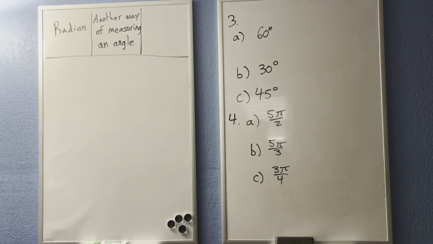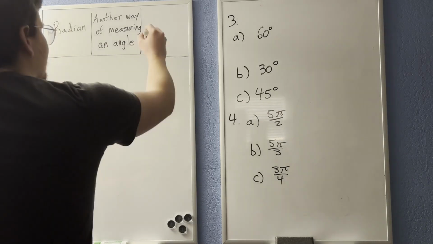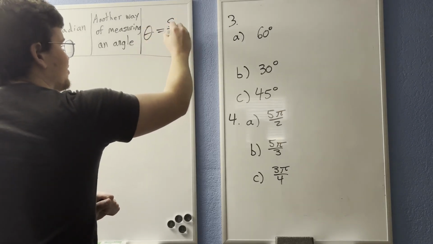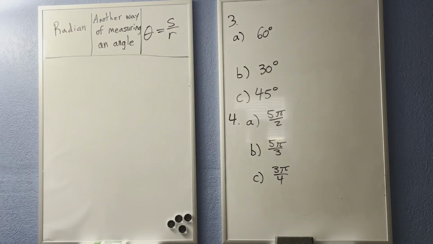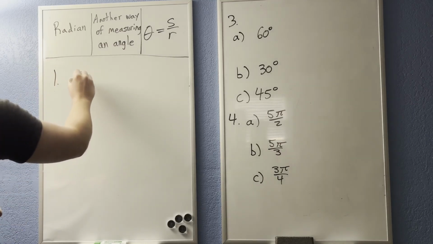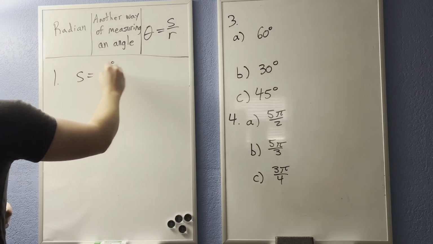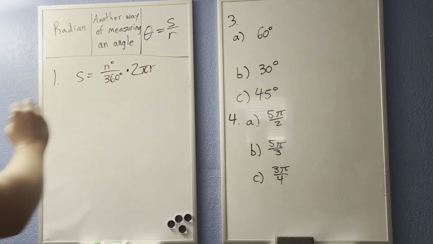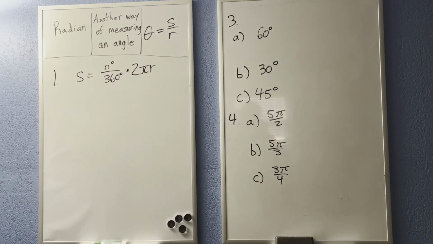The way that we're going to find radian is using this formula. So our radian angle theta is equal to S over R, where S is the arc length. Okay, so then on question 1, it says, let's simplify that formula a little bit using what we know about arc length. So last week, or on Friday, we talked about the formula for arc length was S equals n degrees over 360 degrees times 2 pi r. So it was a fraction based on the central angle times the circumference, or 2 pi r.